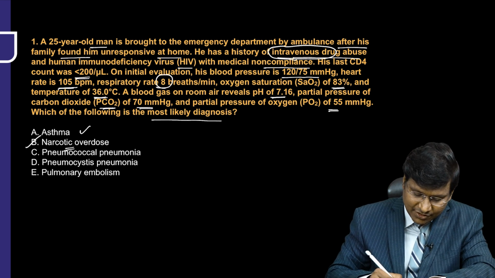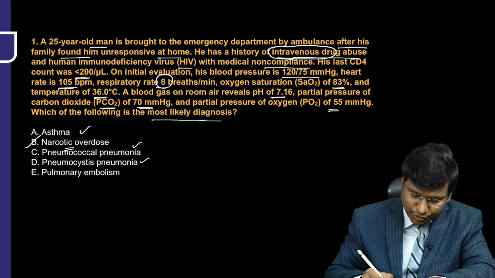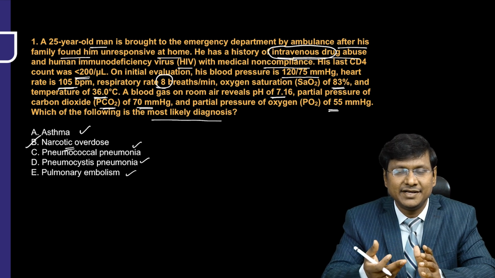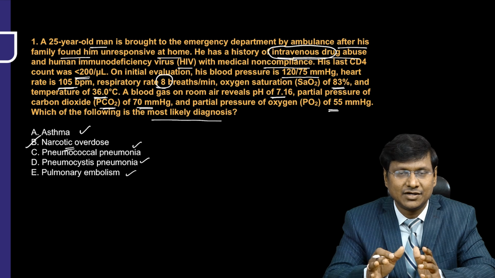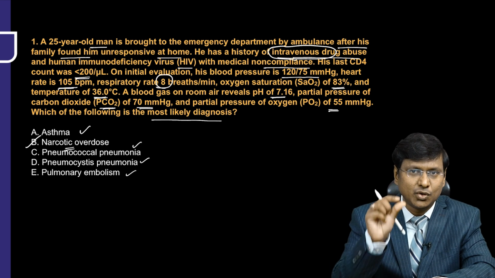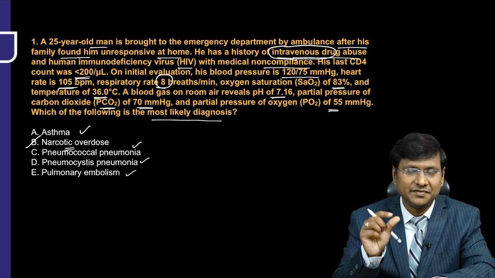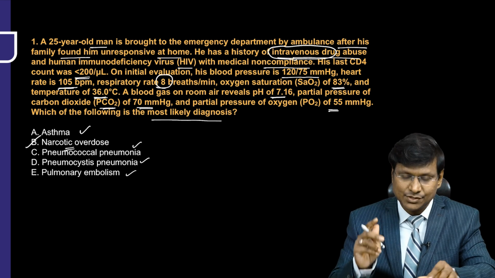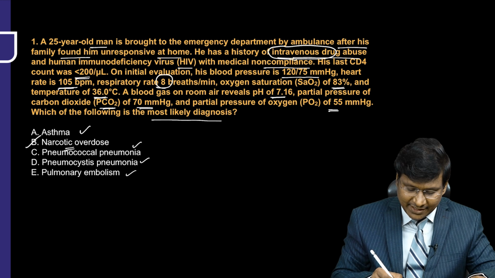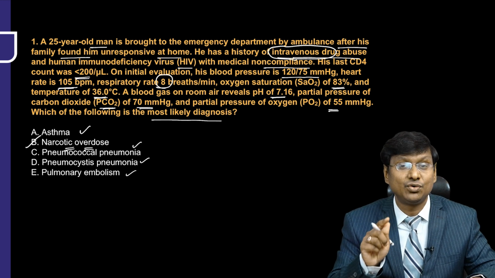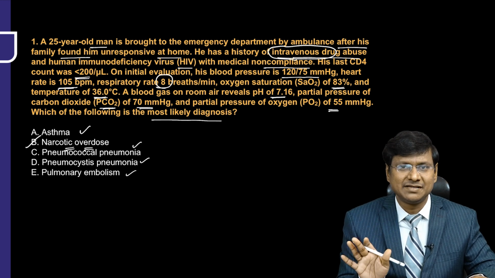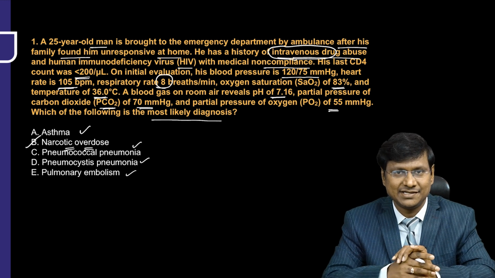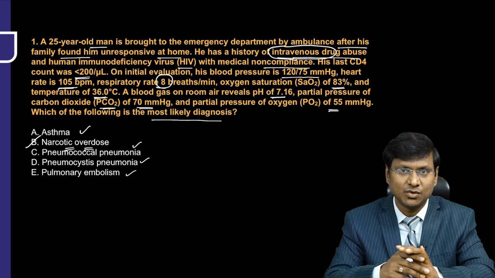Whereas if you take other options like asthma, pneumococcal pneumonia, pneumocystis pneumonia and pulmonary embolism, in all other options the respiratory rate is increased. There will be tachypnea in all other options. So the very important clues to this question are intravenous drug abuse and the respiratory rate being 8 per minute. These are the 2 points that tell us the individual is having a narcotic overdose. So very simple. You need to take up the key point in the question, then you hit the answer. Similarly, we'll try to crack one more question.